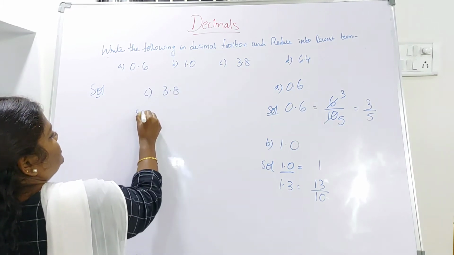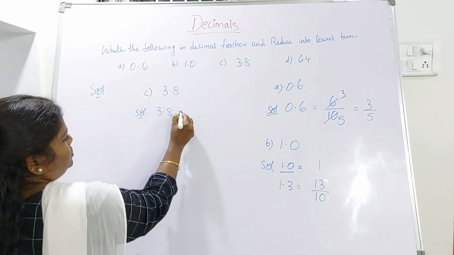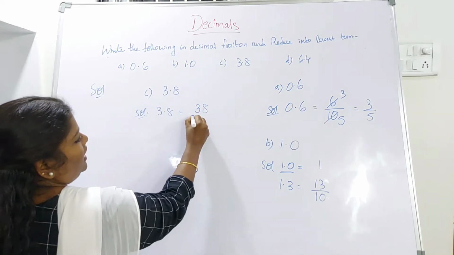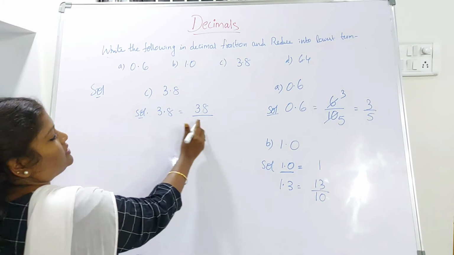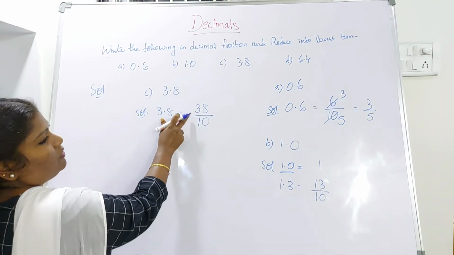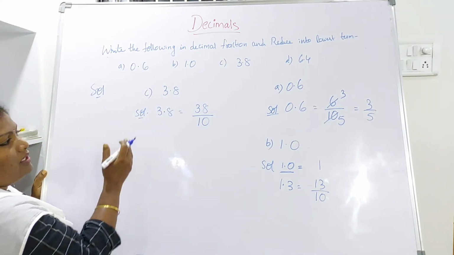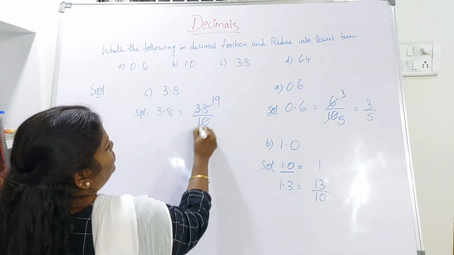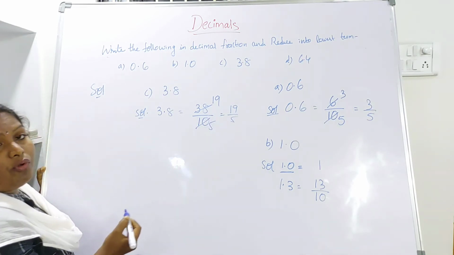So the next one is 3.8. As I have explained, what is the number over here? It is 38, and after the decimal point you have one digit, so it is nothing but 10. Now check whether you can cancel. Yes, there is a possibility of cancelling by using the 2 table. 2 19s are 38, 2 5s are 10. It is 19 by 5, and it is an improper fraction.